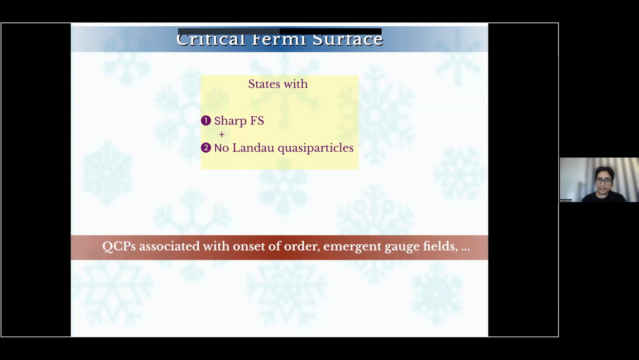Basically, in these systems, we will be dealing with critical Fermi surfaces. By this phrase, I mean that we are dealing with states which have a sharp, well-defined Fermi surface, but somehow the Landau quasi-particles get destroyed. And this can happen at various quantum critical points associated with the onset of various kinds of order, emergent gauge fields, etc., which I already told you about.